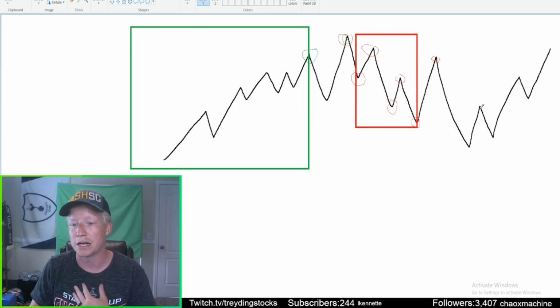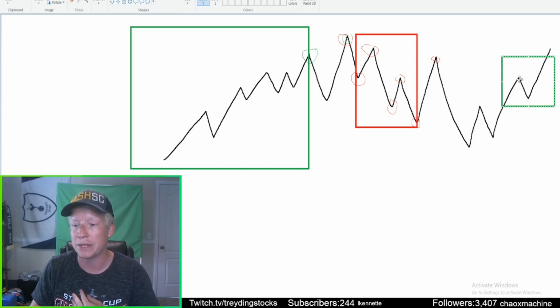Right here, all of a sudden, you get a higher high and higher low. You don't confirm uptrend until here. This is the confirmation of uptrend, where you get your higher high, you finally get a peak above this peak and a valley above this valley, if that's an easier way for you to look at it. This is where the stock confirms uptrend.